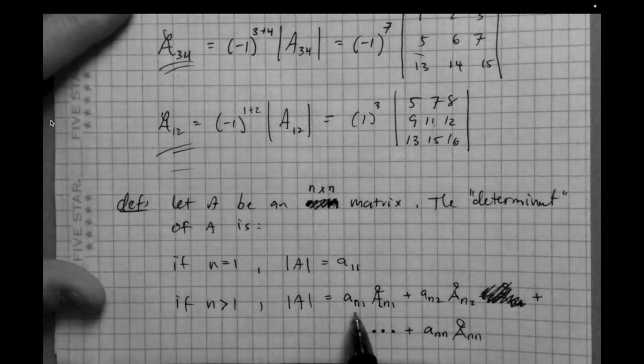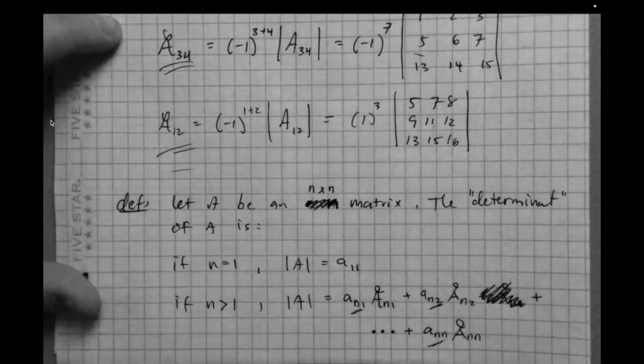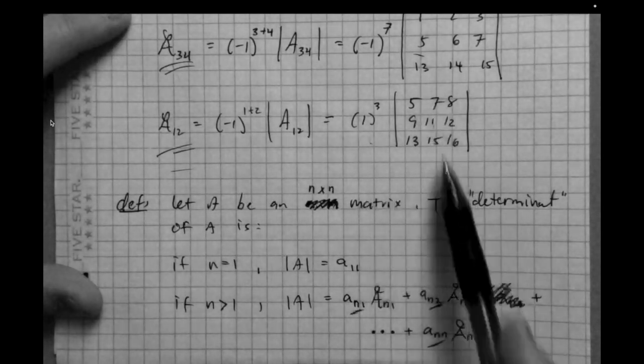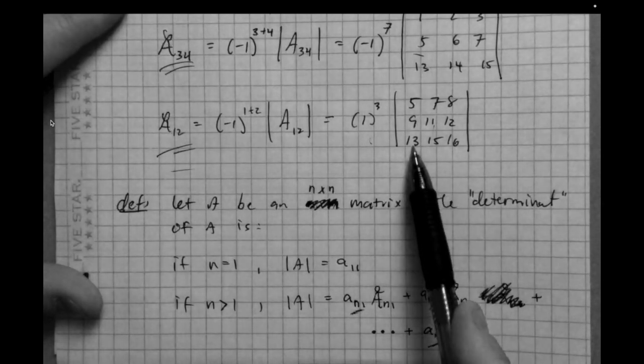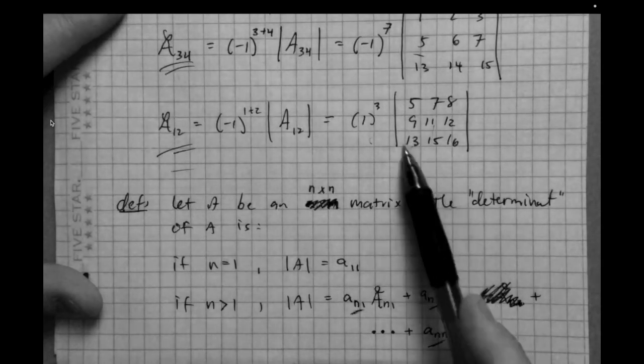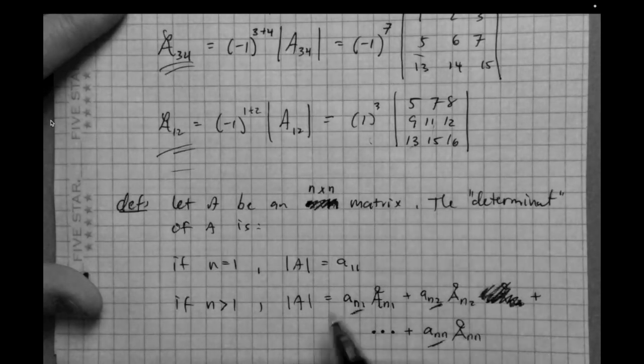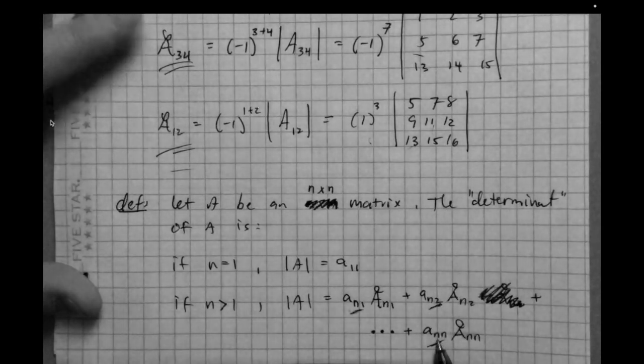And so what is this a_n1? Well, that's just the n1 entry of the matrix, the n2 entry of the matrix, and the nn entry of the matrix, right? So in the case of a 3 by 3, the 3-1 entry would be 13, the 3-2 entry would be 15, the 3-3 entry would be 16, right? So this would be 13, 15, and 16.